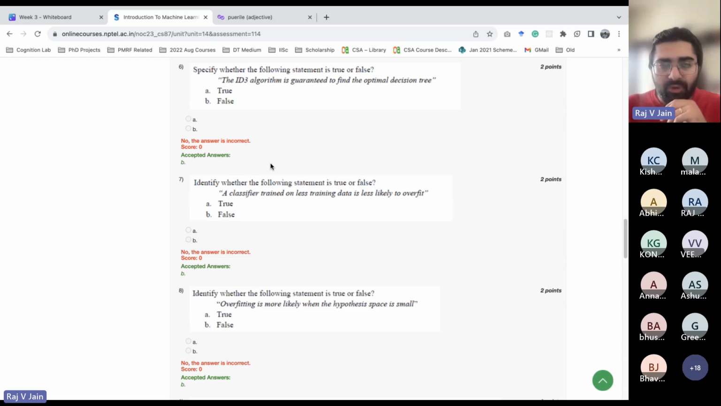How many of you agree that A is the right answer? Let's say that B is not right. Sir, I feel none of the algorithms will give us an optimal result. Why? The question says guaranteed. No, sir. Right, I mean, that's one way to answer such questions. But okay, so what is the logic behind it?